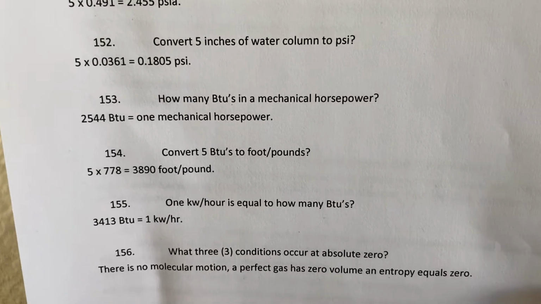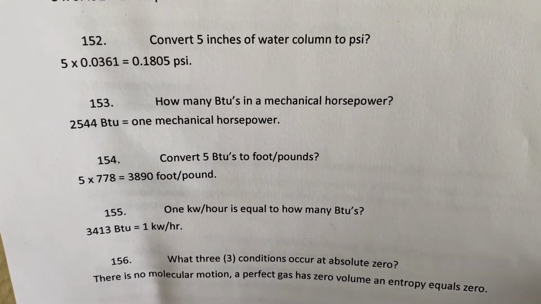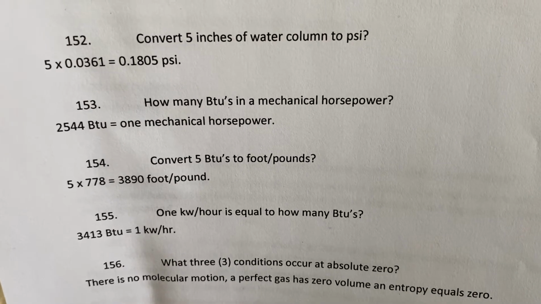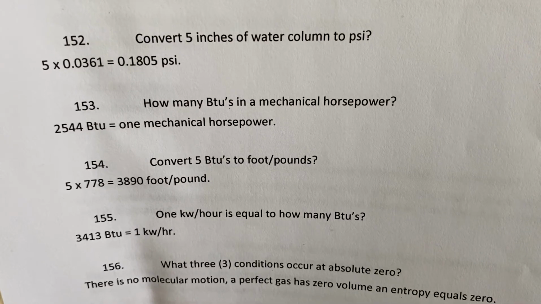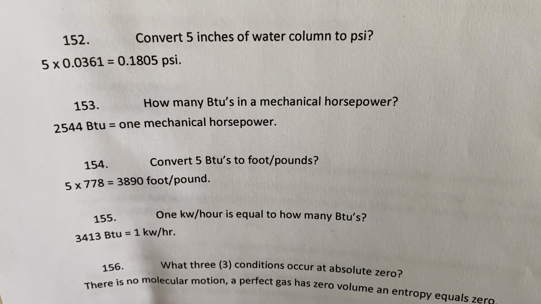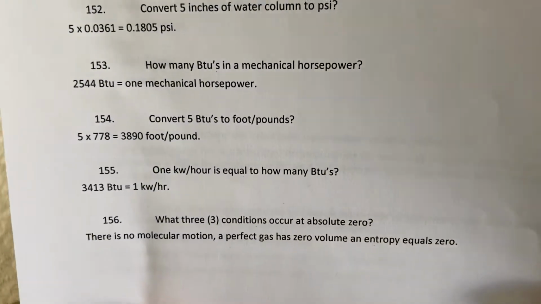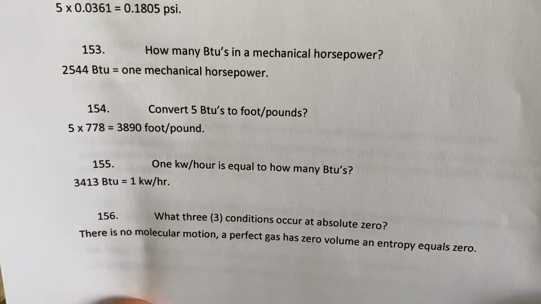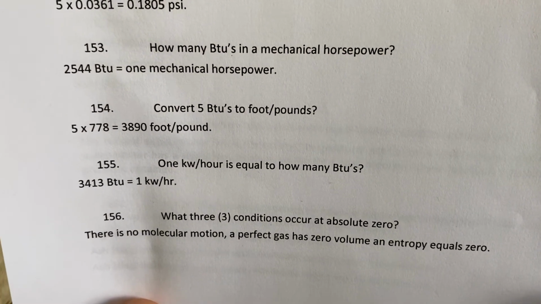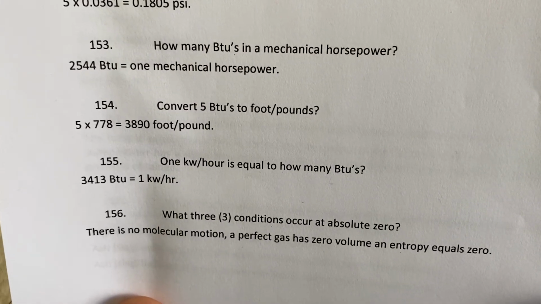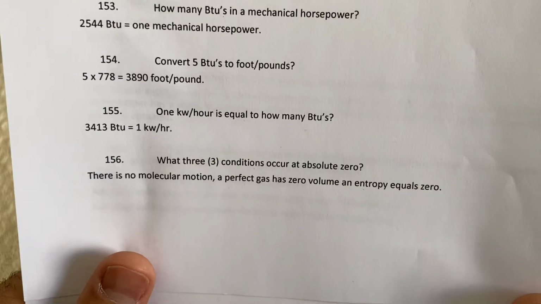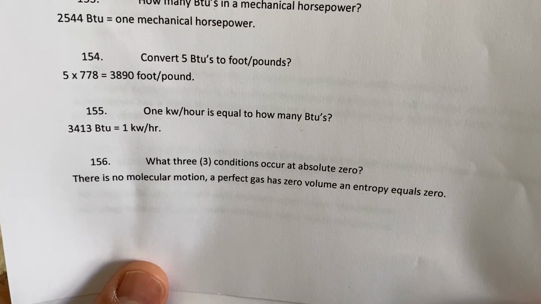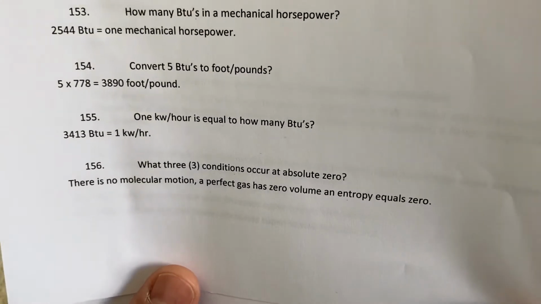Convert 5 BTUs to foot-pounds torque. So 1 BTU is equal to 778 foot-pounds torque, okay? 1 kilowatt hour is equal to how many BTUs? So 1 kilowatt hour is equal to 3413 BTUs.